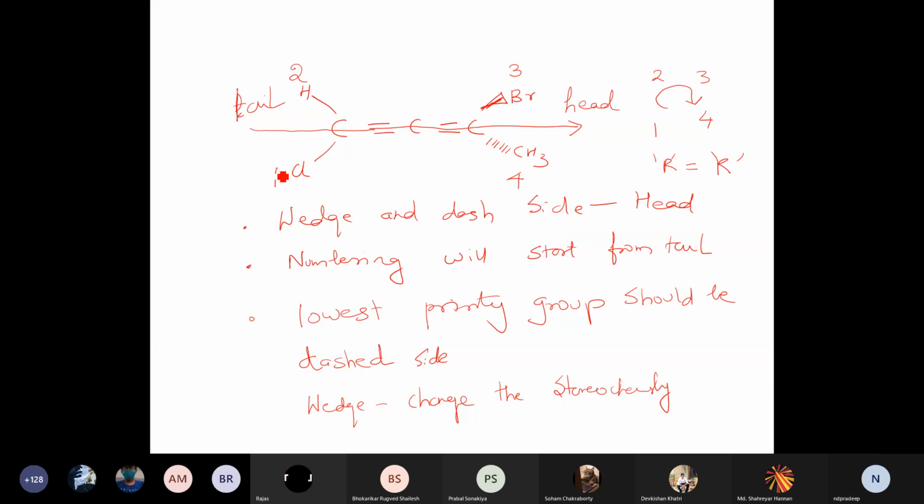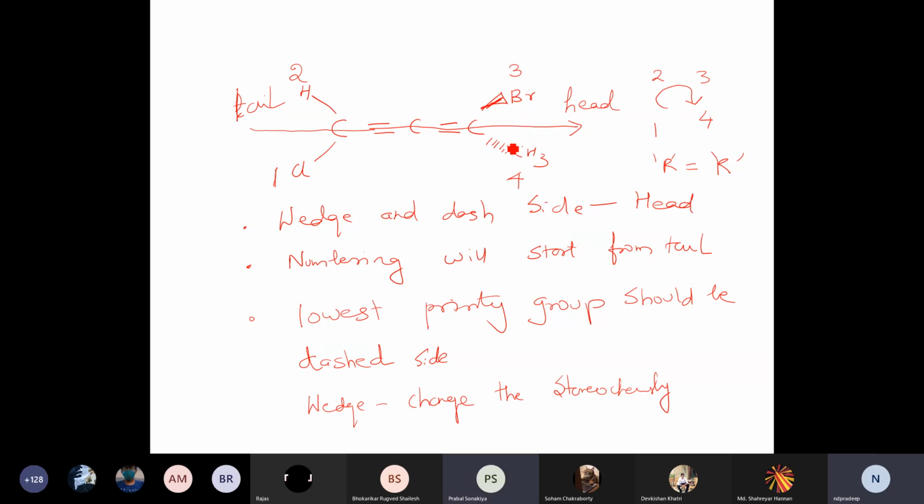Among the two on the tail, which has priority by the CIP rule? Chlorine is CIP 1, right? Hydrogen will be 2. Then come to the wedge and dash side. Among them, which is the priority? Bromine. Then I gave 3, and I gave this 4.